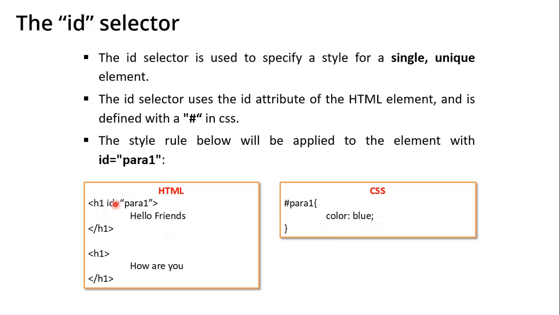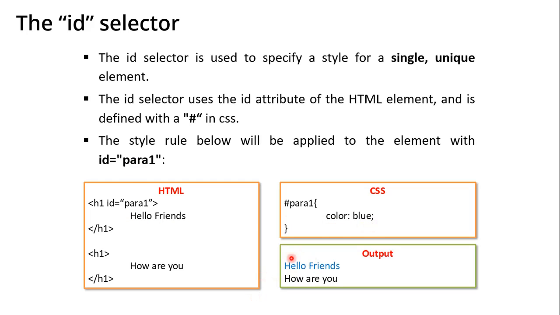Now in the HTML tag we are using the header h1, closing h1. Here we are writing hello friends, and here we are writing how are you. In hello friends we are passing the ID, so ID is equal to parameter1, and for parameter1 we are writing CSS over here. So we have to write hash parameter1 in which we mention the property. Here I am using the property color and the value is blue. So this parameter1 is passed over here, so hello friends will be displayed in the blue color.